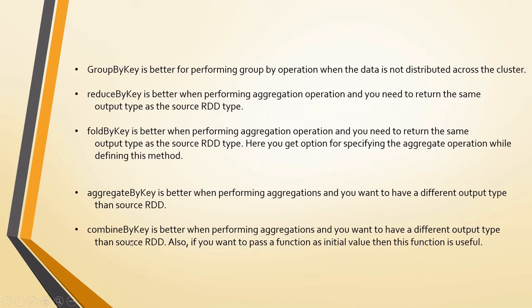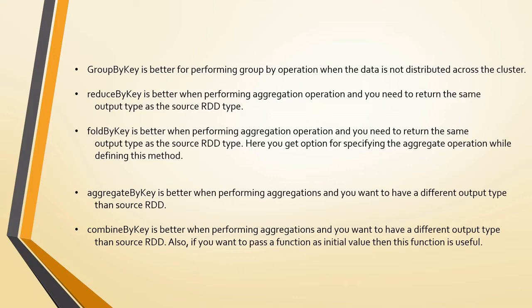And finally, combine by key. Combine by key, again it's similar to what reduce by key, fold by key, aggregate by key does, but the only difference is, if here we have one parameter called initial value, right? In aggregate by key, either 0 or 1, any such kind of integer you have to send, whereas in combine by key you can send a function as well. That is the only advantage over the other shuffle operations. Other than that, everything is same.